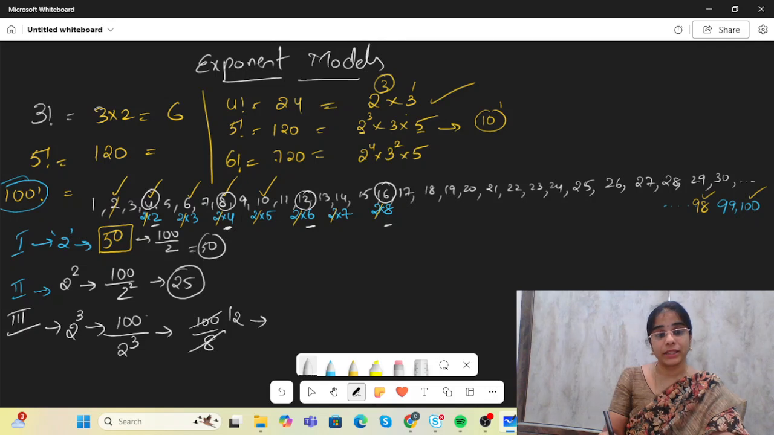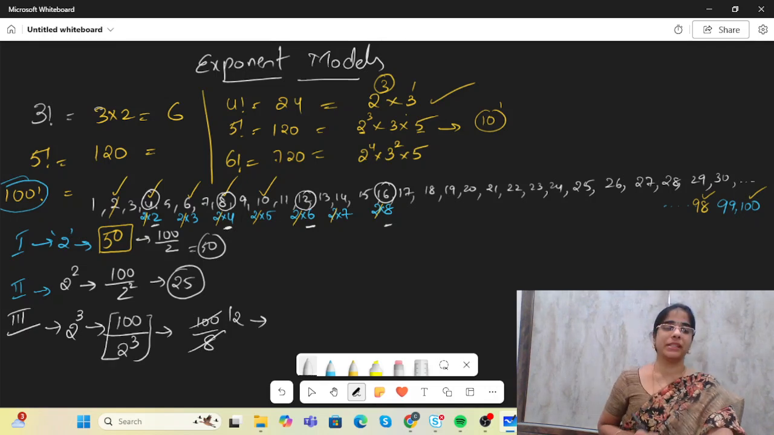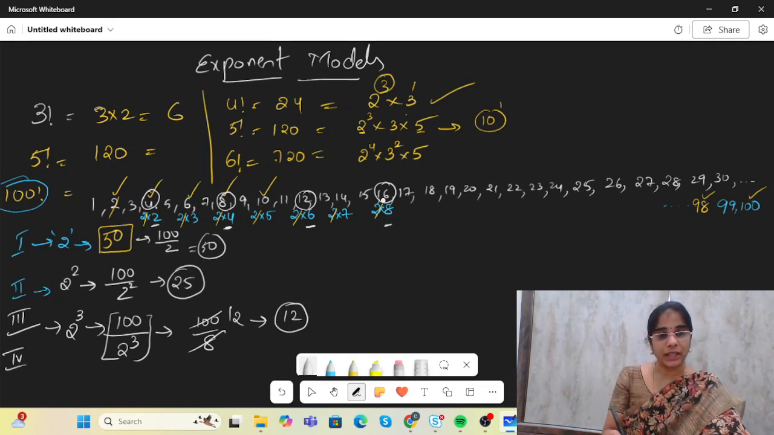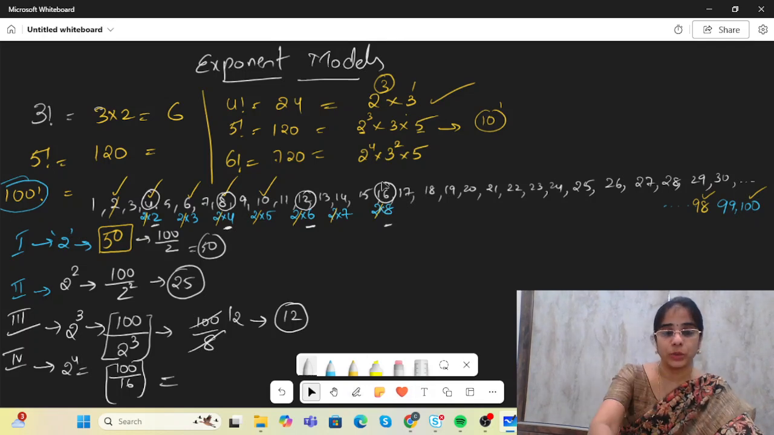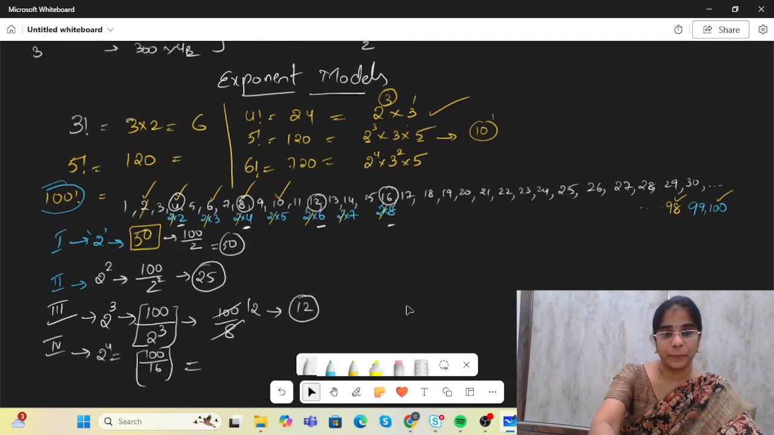That's the reason why I take the step function, in the sense you just have to take the integral part of that. So we are getting 12 from here, and again the fourth round is what I start with, that is 2 to the power 4, that is 100 upon 16, step value, right? So like that I have to keep continuing, and what do I get? I will just show you, right?